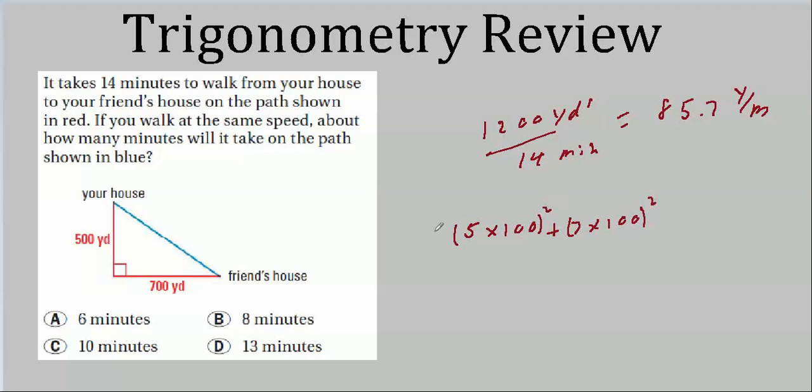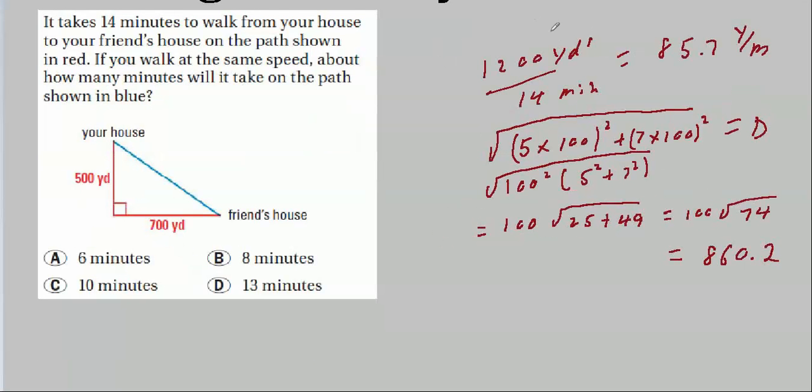And then take the square root. And then it'll give us D, our actual distance from house to house. I separated things a little bit just to make them hopefully easier. Maybe write 5 times 100 for 500 and 7 times 100. That way we can just pull out the 100.